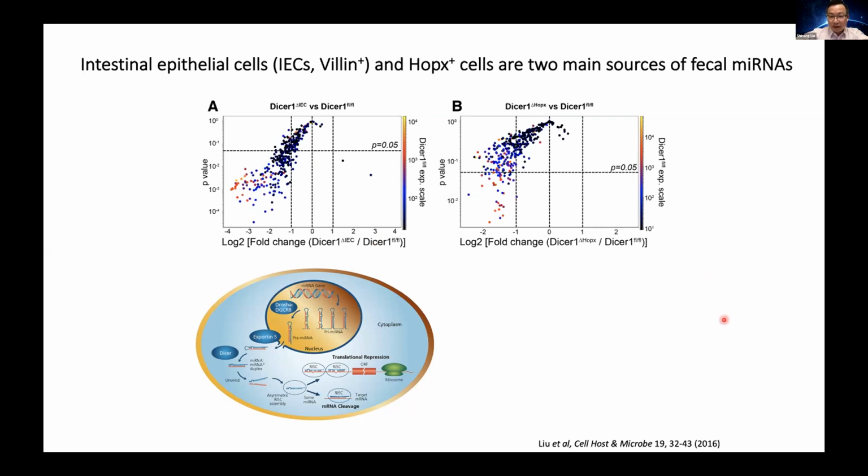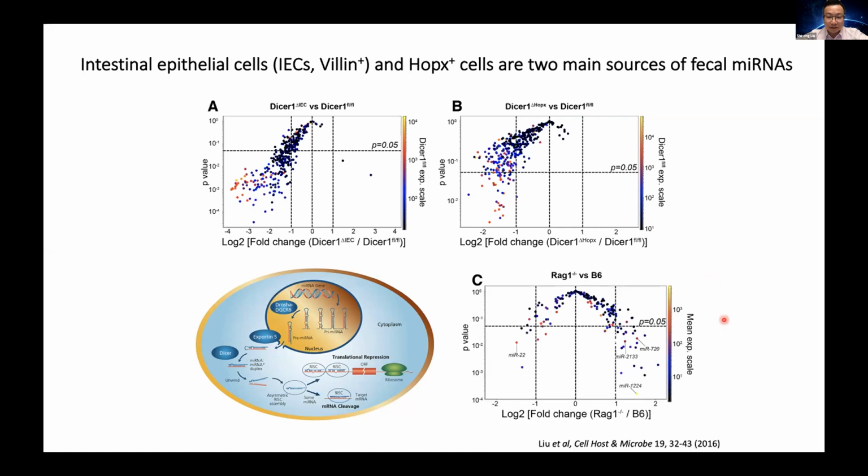Those microRNAs also can come from the Hobbs positive cells. The Hobbs positive cells divide into the Paneth cells and the goblet cells in the gut. If you knock out the Dicer in these cells, you can also find a dramatic drop of the microRNA. But if you look at the microRNA in the Rag1 knockout mice, this means that the mice are deficient of mature T cells and B cells, and you can find a few microRNA changes, but it's not universally dropped. That means most of these microRNAs come from the gut epithelial cells.